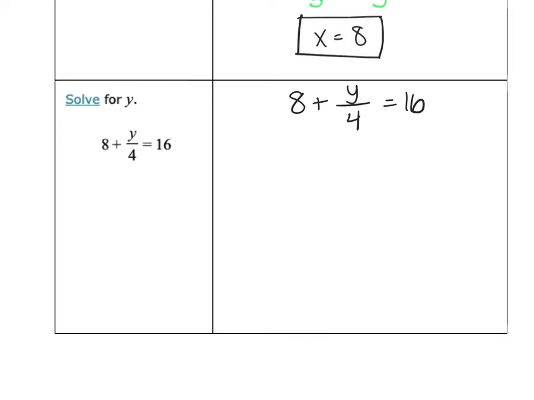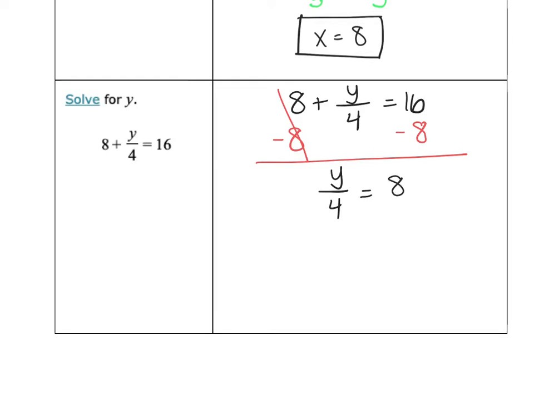So my first step is I want to get rid of the adding and subtracting. Since I have a plus 8 here, in order to get rid of it, I'm going to subtract 8. And whenever we do it to one side, we have to do it to both sides of my equation. So if I subtract 8, I'm left with y divided by 4 is equal to 16 minus 8, which is 8.